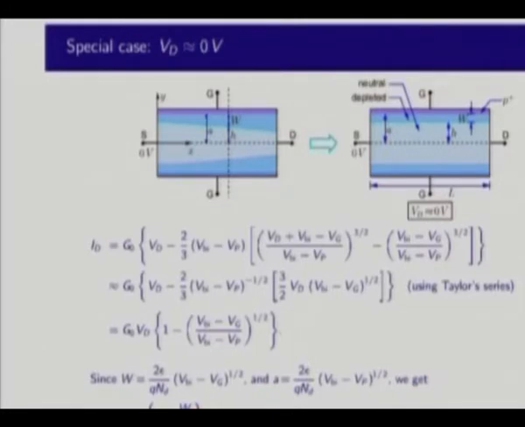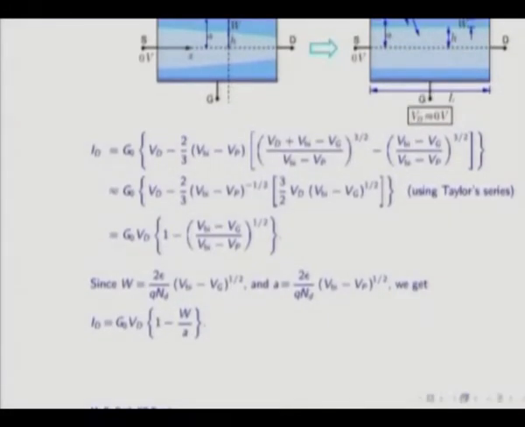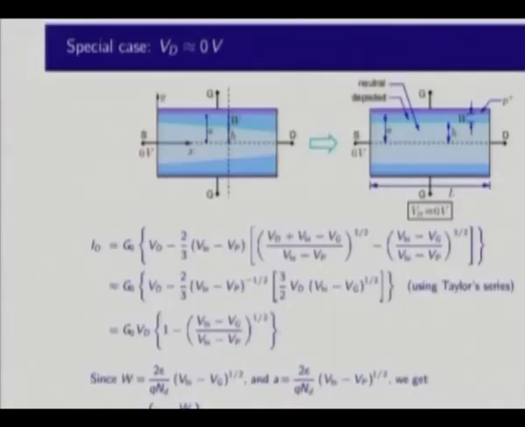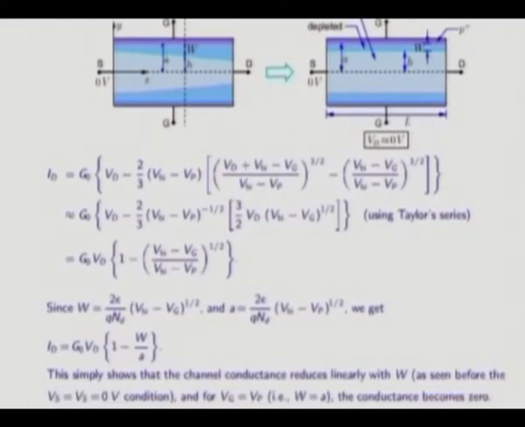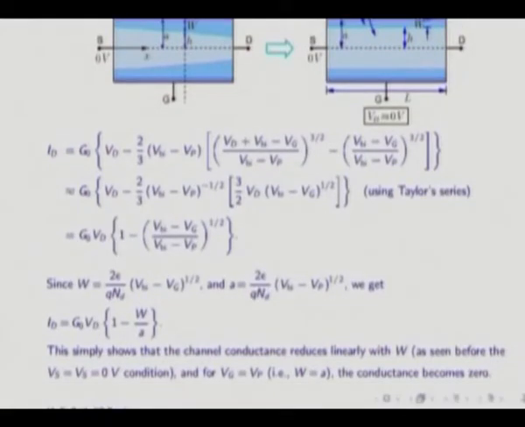Okay. Now this has a very nice interpretation, and is pretty trivial to show what it is. This simply shows that the channel conductance reduces linearly with W as seen before, and we have done this before. The V_DS equal to V_D equal to 0 volts case. This should be V_D. So it is good to know that this complicated expression reduces to something that we already are familiar with, something we have seen before.